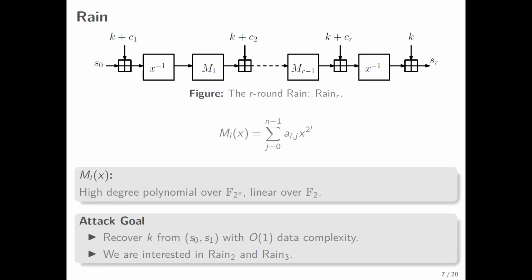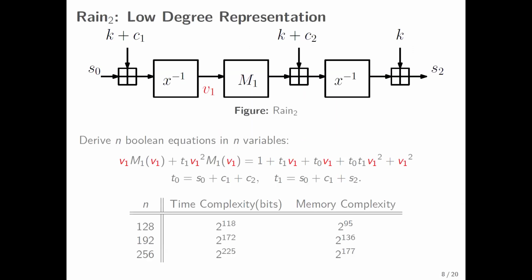We are interested in 2-round Rain and 3-round Rain, both of which were assumed to be secure in the original design. However, the designers suggest not to use 2-round Rain, to keep some security margin, and to use at least 3 rounds. To talk about 2-round Rain, let me first describe how it works. It has 2 inverse S-boxes, 1 linearized polynomial, and 3 subkey injections.